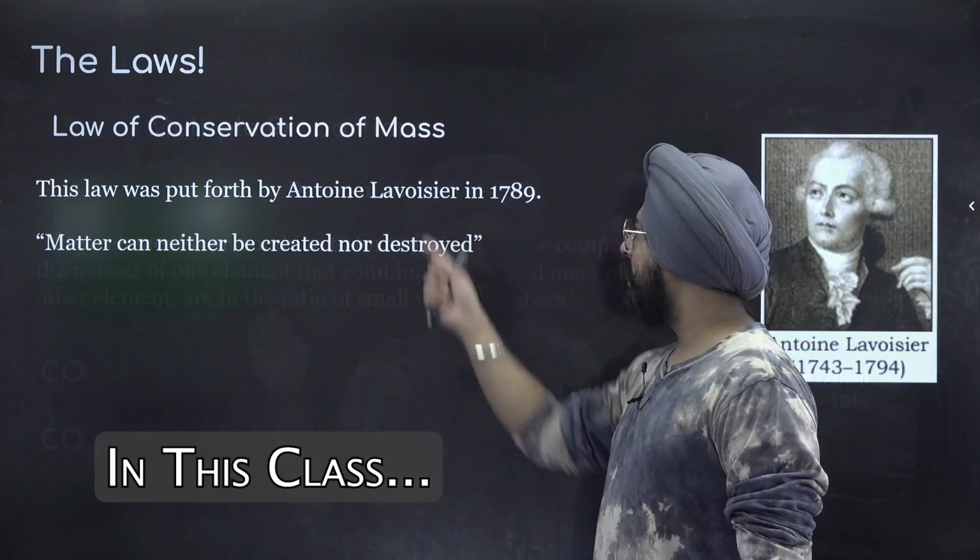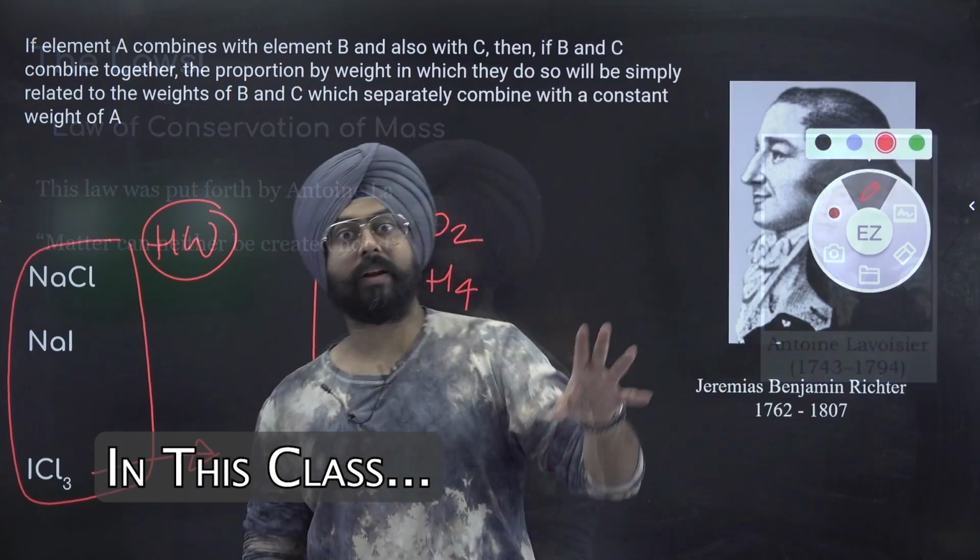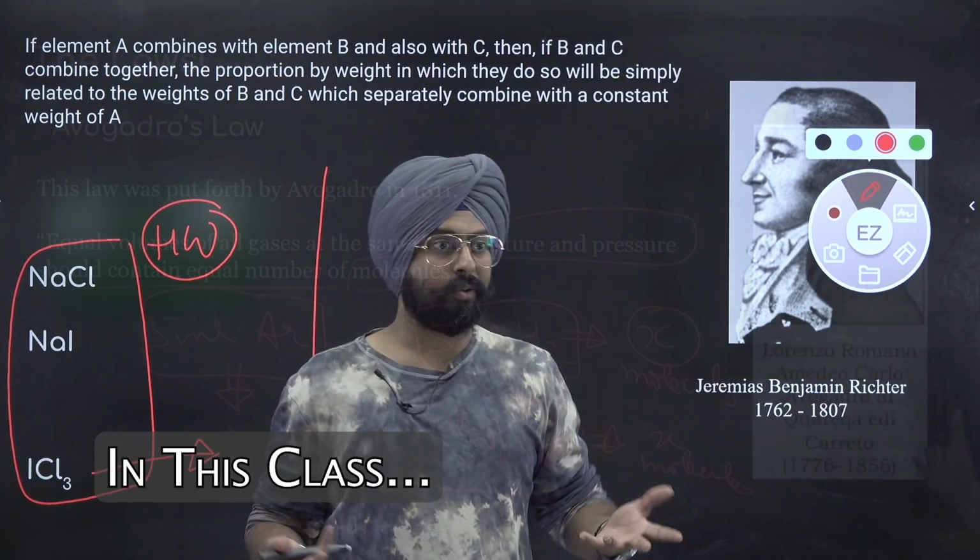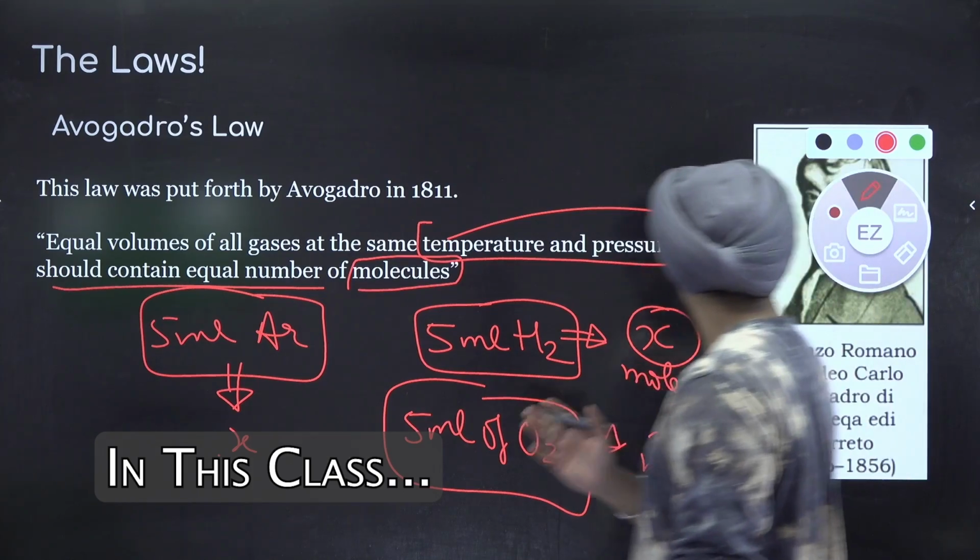Chronology, समझ रहे हो? Leviosa, not Leviosa. Were ratios were very interesting to Lorenzo Romano, Amidio, Carlo Avogadro di.